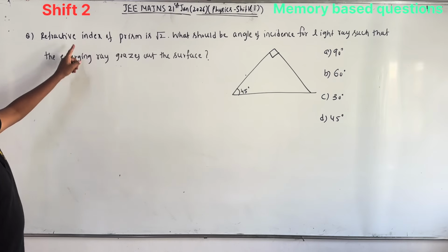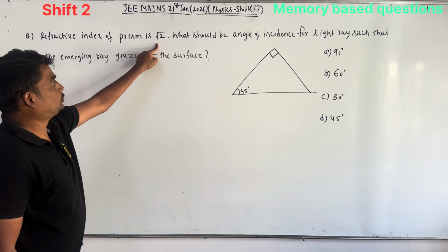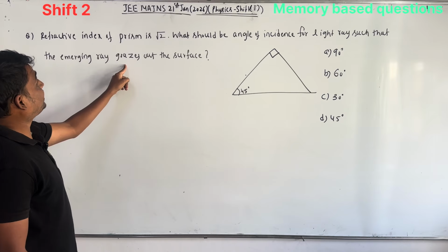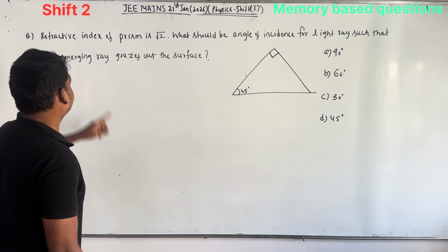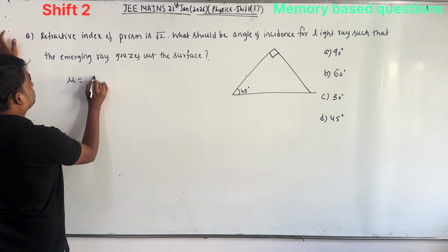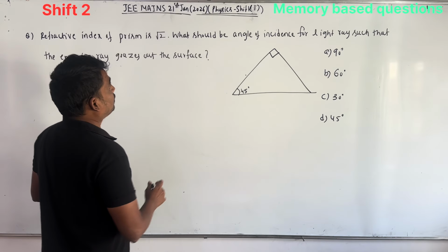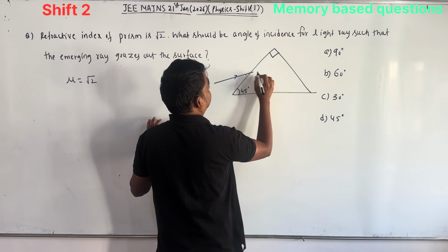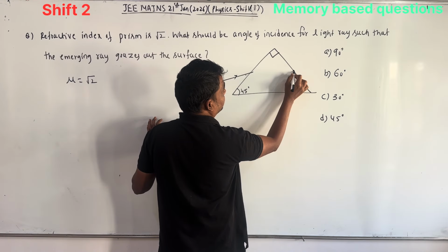See the next question. The refractive index of the prism is √2. What should be the angle of incidence for the light rays such that the emerging ray grazes over the surface? This is a very important question. So refractive index of the prism is mu equal to √2. What should be the angle of incidence for the incident ray such that the emergent ray grazes over the surface?